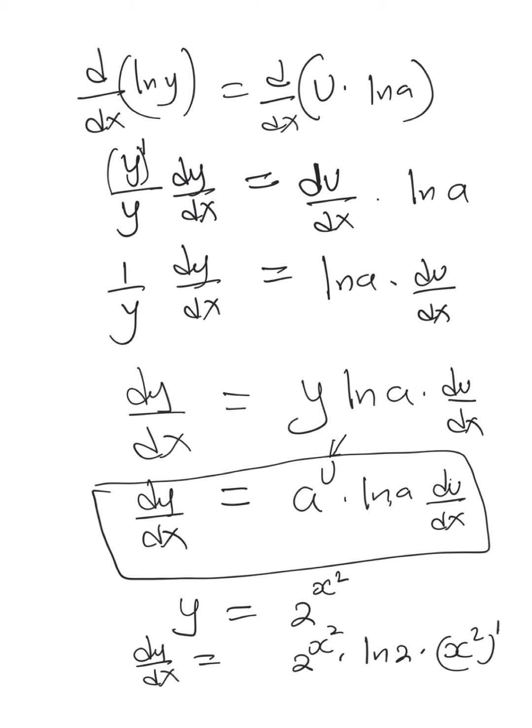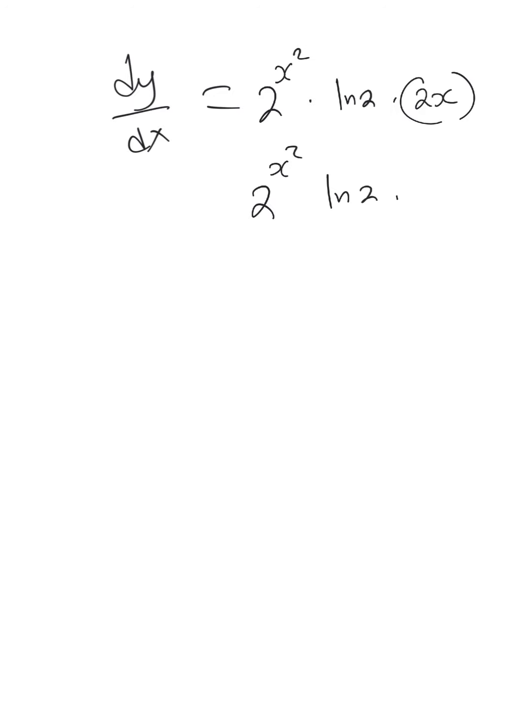So I end up with dy by dx as 2 to the x squared, then times natural logarithm of 2, then times the derivative of x squared, which is 2x. And then the rest is just simplifying. So I have this as 2 to the x squared, then natural logarithm of 2 times 2x. I think I can't simplify any further than that. That's what I get when I differentiate.